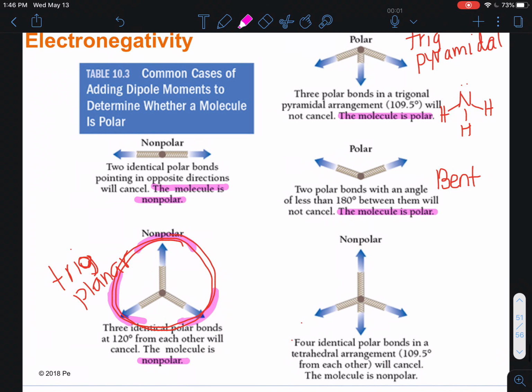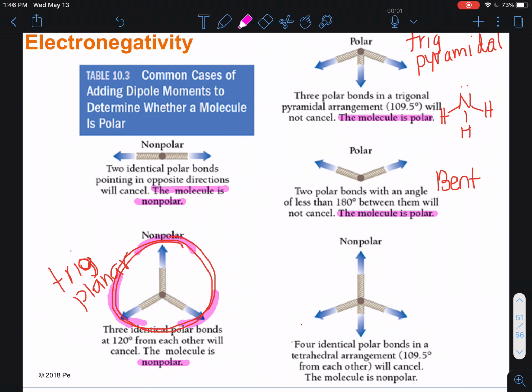109.5 degrees away from each other, the dipoles will cancel, the vectors will cancel. The molecule is nonpolar. Okay, so the key take-home message is that it's not only the polarity of the individual bonds that make up the molecule, but it's also the shape of the molecule too. You have to take both of those into consideration, all right?